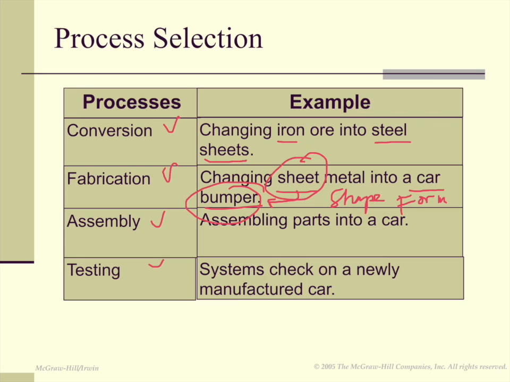And the assembly is assembling parts into a car. And then the testing is the check on a newly manufactured part. So there are 4 processes: conversion, fabrication, assembly, and testing. When we want to produce any product, we should choose or select the process: the conversion, fabrication, assembly, or testing. Okay, that is the point.